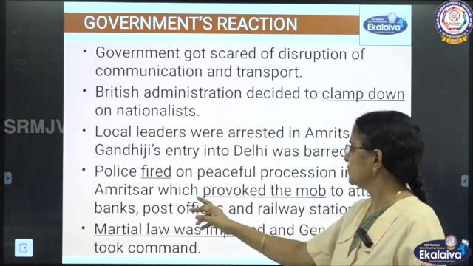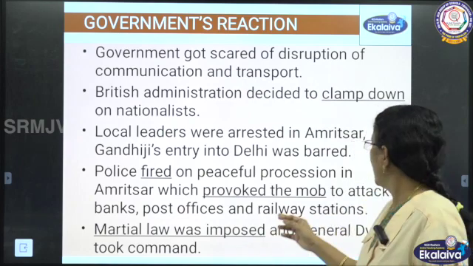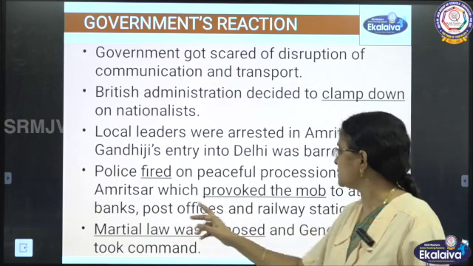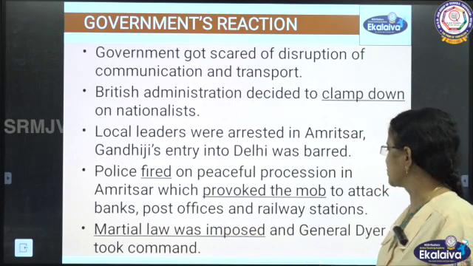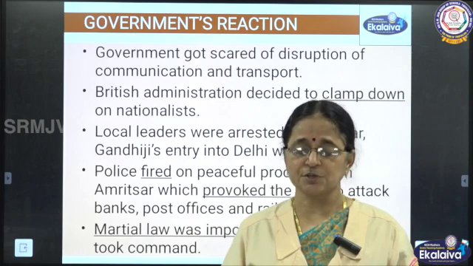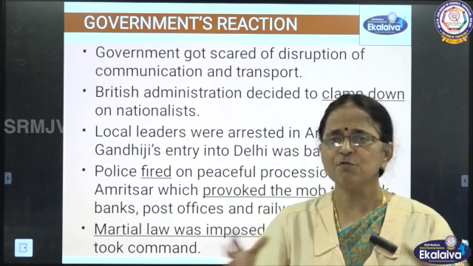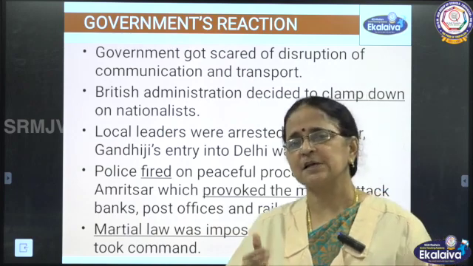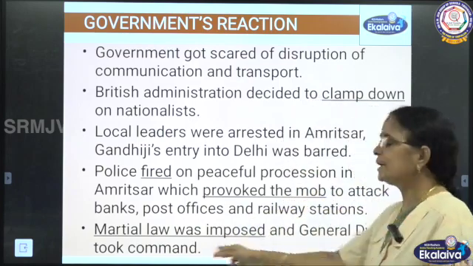Due to that, the mob, the people in the procession, got provoked, and they started attacking the banks, post offices and railway stations. Martial law was imposed and General Dyer took command. Martial law is such a law that fundamental rights will be restricted. To move about on the street, to gather in public spaces, all these basic freedoms will be curtailed. That is martial law. And General Dyer took command.